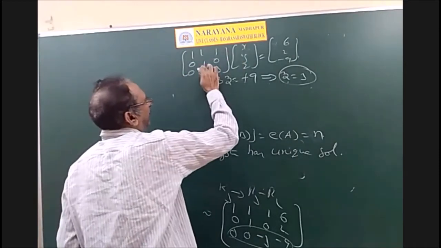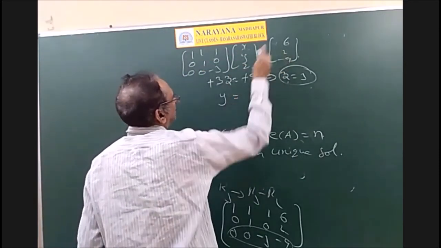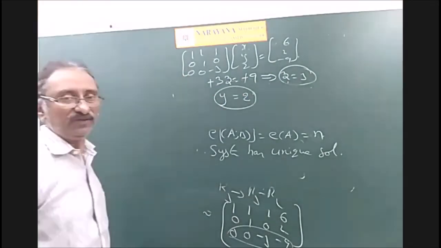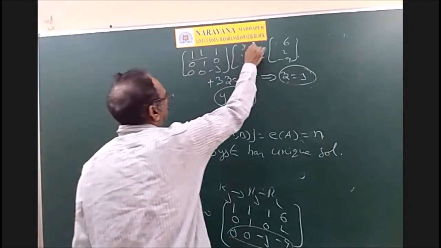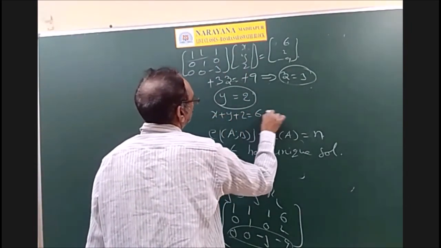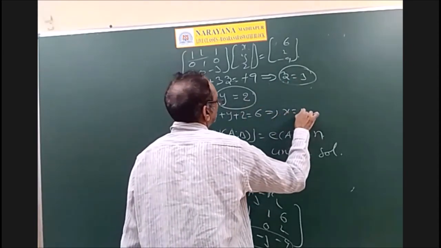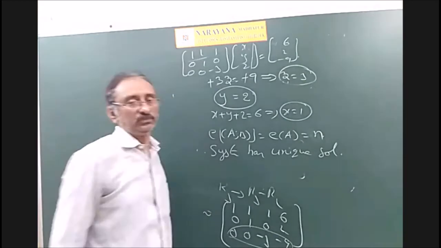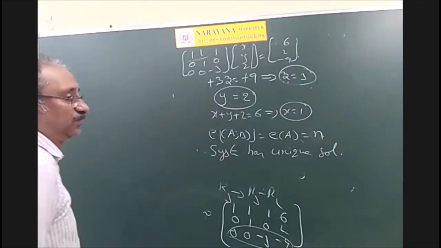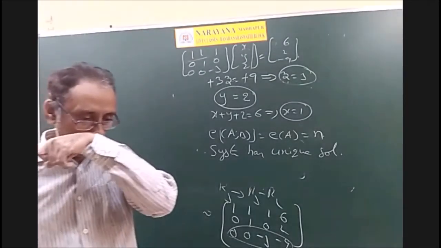0 into x plus 1 into y plus 0 into z is equal to what is the second element? 2. It's over, you got the y value. And expand the first row: x plus y plus z is equal to 6. Already you know z and y, so x is equal to 6 minus 5, that is 1. So those are the values you got, x, y, z. This is a very, very important and useful method to solve these problems.